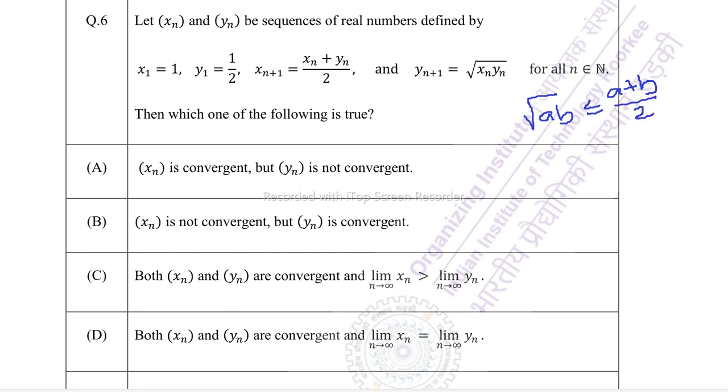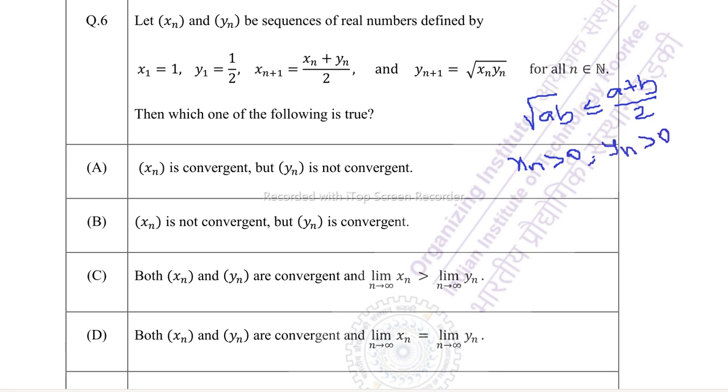The geometric mean is less than or equal to the arithmetic mean. So the square root of AB is less than or equal to (A plus B) by 2 for any positive A, B. This is always true. Therefore y_(n+1) is less than or equal to x_(n+1), because all the x_n are strictly positive and all the y_n are also strictly positive.